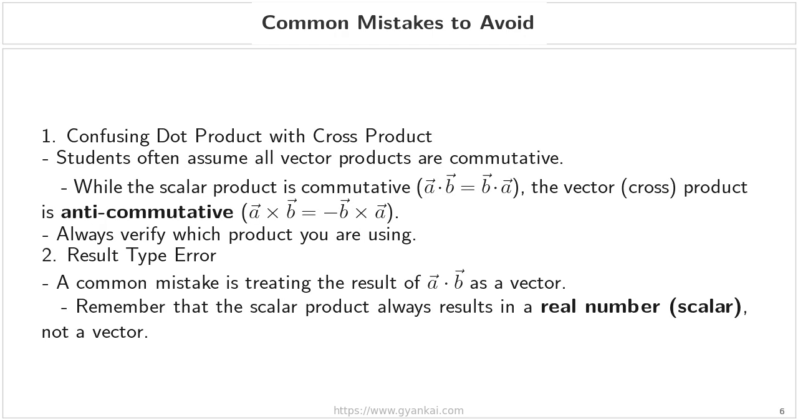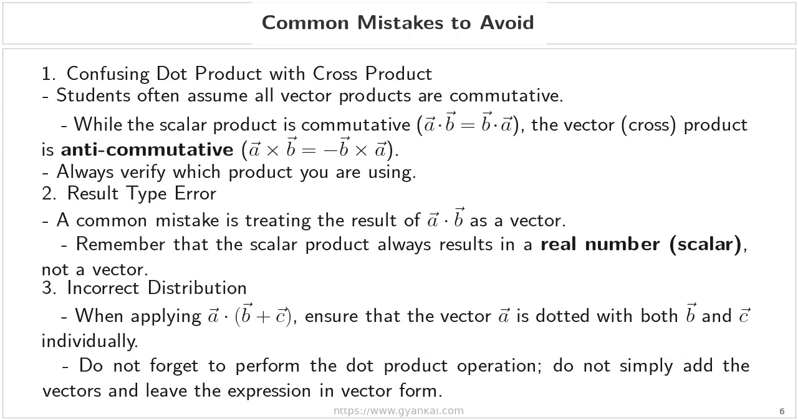Second, watch out for result-type errors. It sounds simple, but it is a very frequent mistake to treat the result of a dot product as if it were another vector. I want you to remind yourself of the very name we are using, the scalar product. By definition, the result of a dot product is always a real number, or a scalar, and never a vector. If your final answer has direction components like i, j, or k, you know you've made an error.